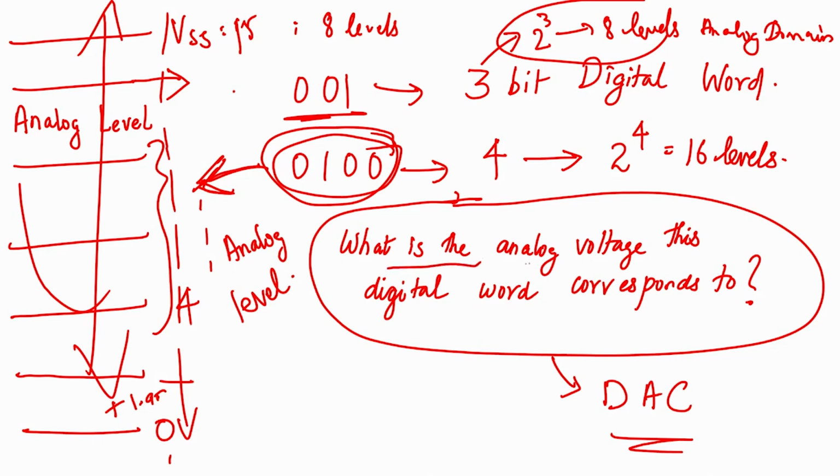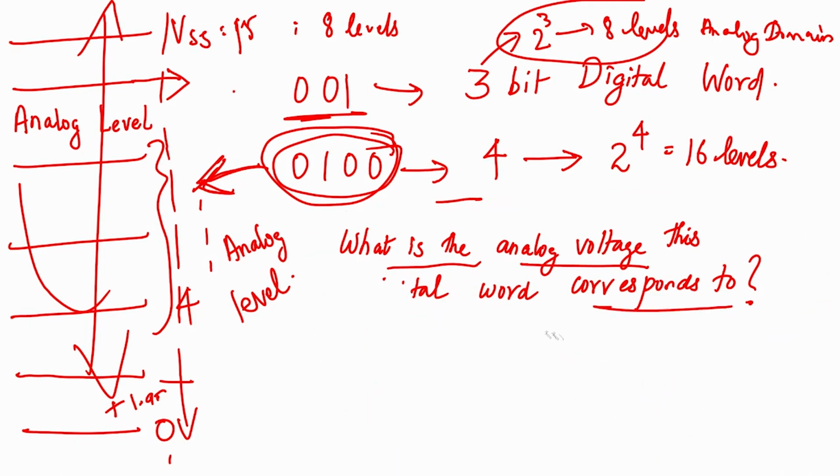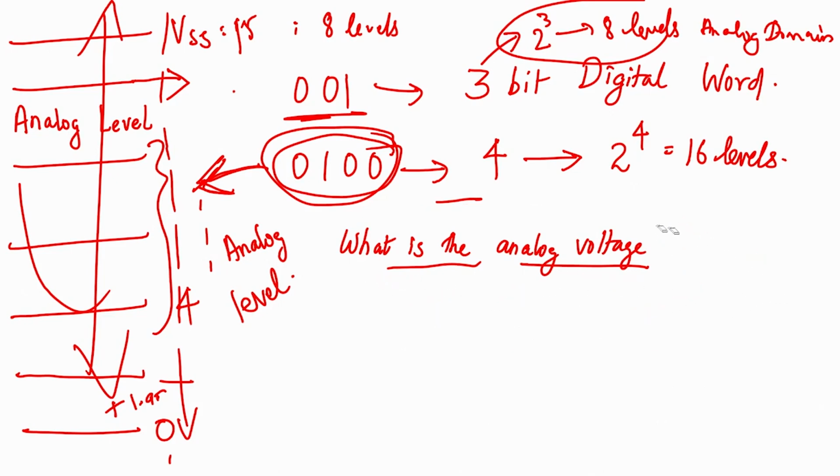Okay. What is the analog voltage this digital word, let us say 0 1 0, corresponds to? Clear? So let us see how we can answer this question. Once we answer this question, we already have our answer to the digital to analog converter, correct.